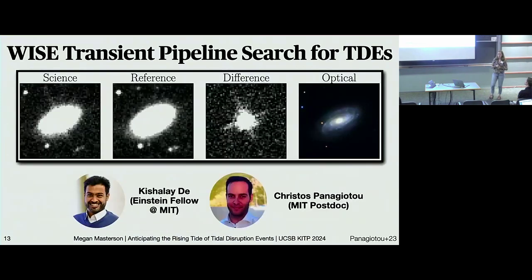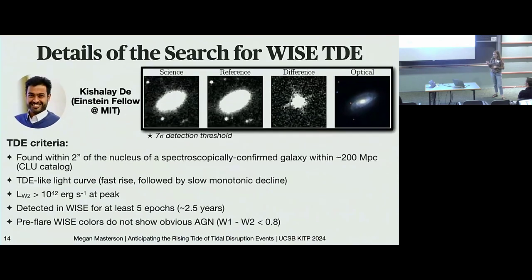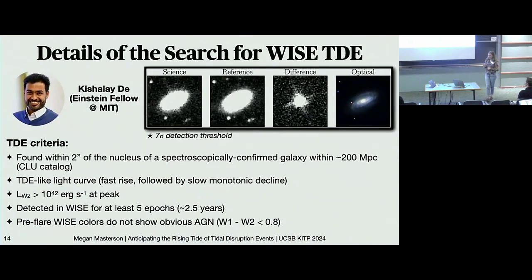So we've been using what we call the WISE Transient Pipeline, which was developed by Kishalay De at MIT. Kishalay is running basically difference imaging on the entire WISE database. So basically taking your science image and your reference image, subtracting them, and looking for nuclear variability in galaxies without having an overwhelming amount of stellar light in the way. This is actually an example of the first TDE that we found, in a paper that was led by Christos. And now I'll just walk you through how we select TDEs, because it's a bit different than in the optical, because things are a little bit more complicated here.